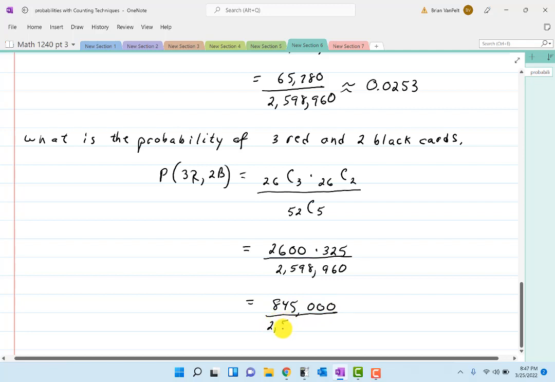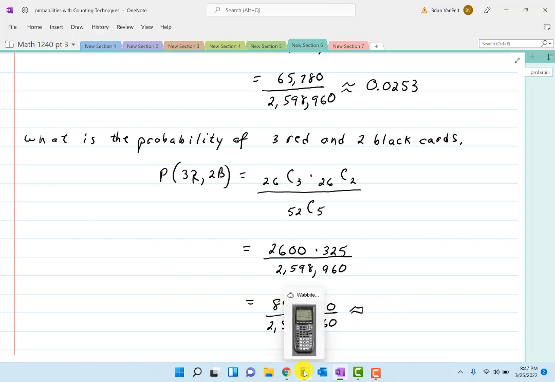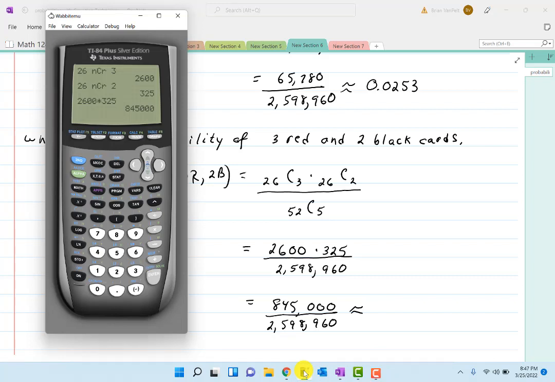Over 2,598,960. And the homework is going to be asking you for 4 decimal places of accuracy. So I figured I would throw that in here. Now, when that 845,000 is there, all I have to do is click the division button, and it will already put it there for me. And enter, and let's see what we have.